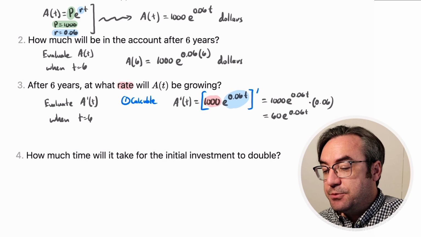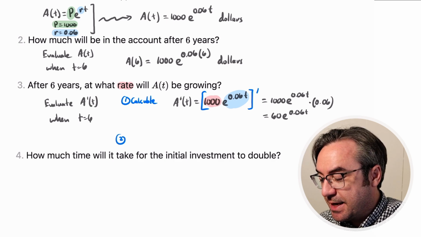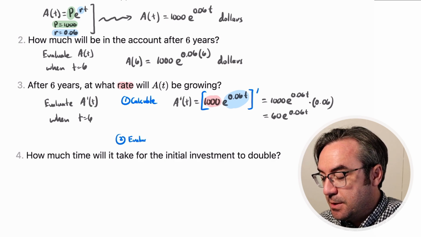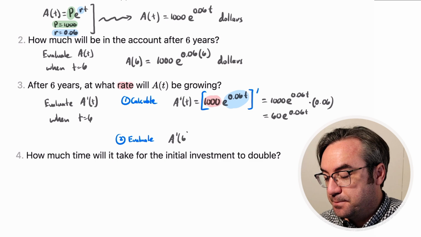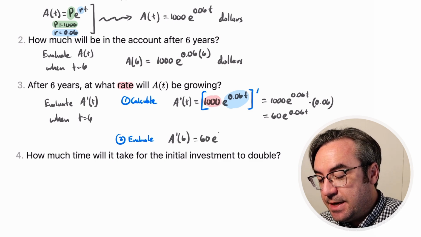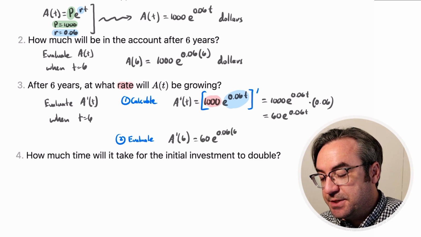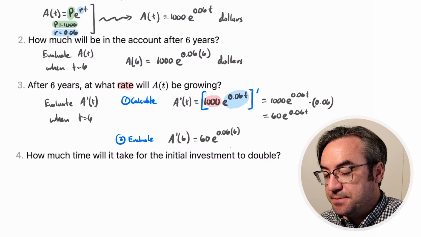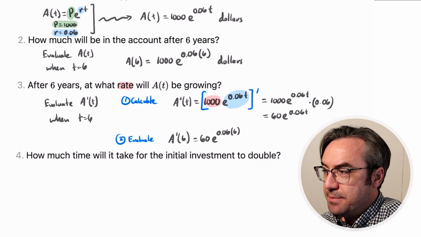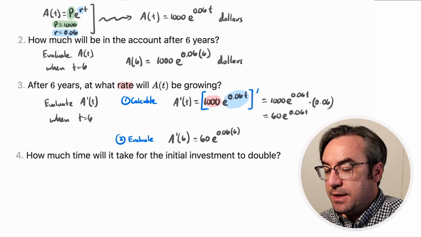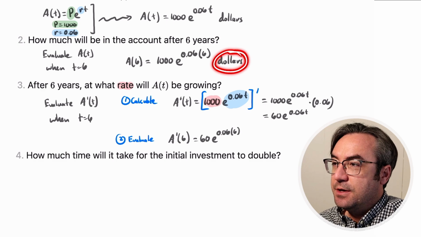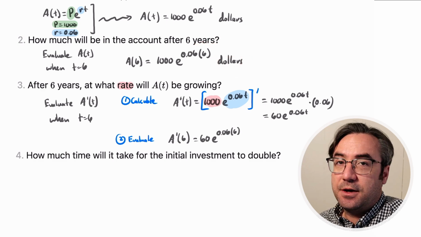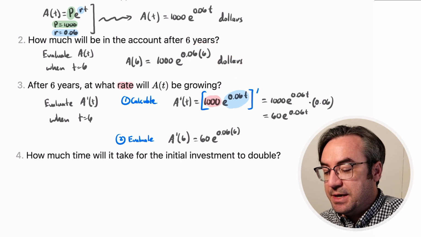All right, so now we're ready to evaluate. We do that second. We'll plug in t equals 6. When we do that, we get 60 e to the 0.06 times 6. And what are the units going to be here? Well, it's a derivative, so it's going to be the units of our original function divided by the units of time. So this is going to be dollars per year.